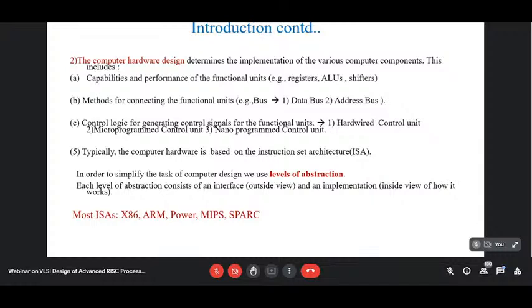Basically there are two buses, the data bus and the address bus. The data bus gives the data for a given address. And some control signals are there, which will be controlling the entire operations. So in order to simplify the task of the computer, we use levels of abstraction.